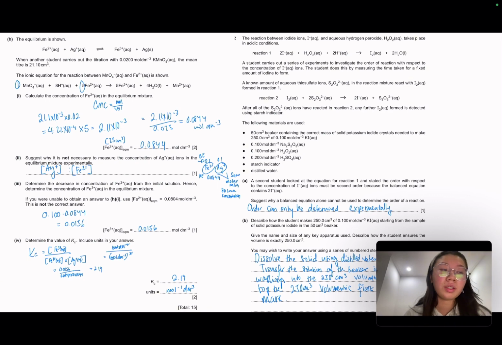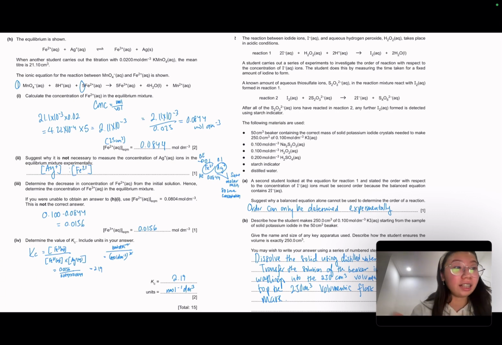Alright, this one is fairly easy. It's just a simple subtraction. 0.1 minus your value in H(i), so 0.1 minus 0.0844, you get 0.0156, and that would be the concentration of Fe3+ in the equilibrium mixture. Alright, determine the value of Kc. This is where you plug in the equation that was given initially, like in the first part of the question.